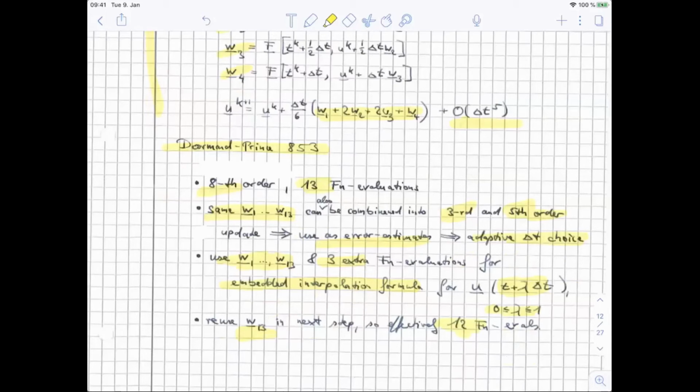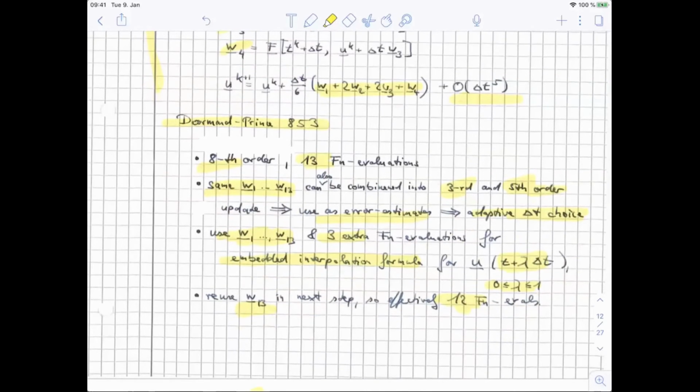So there are very cool ODE solvers around. You should definitely be aware of Runge-Kutta 4, but you should also be aware that there are a lot more nicer things around, like this Dormand-Prince 853, which actually isn't even that sophisticated. You can find it, for instance, in Numerical Recipes.